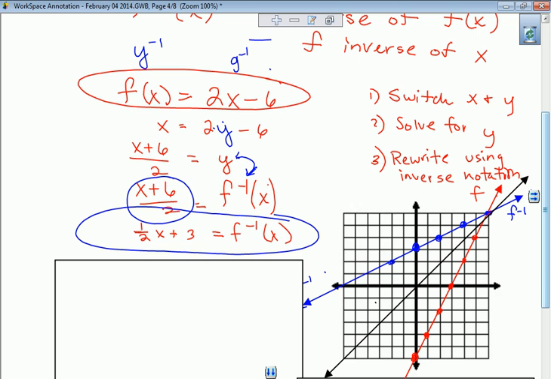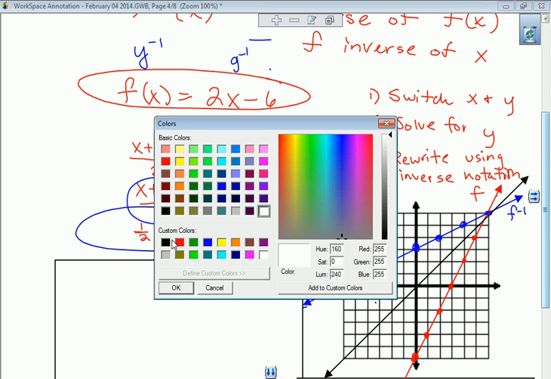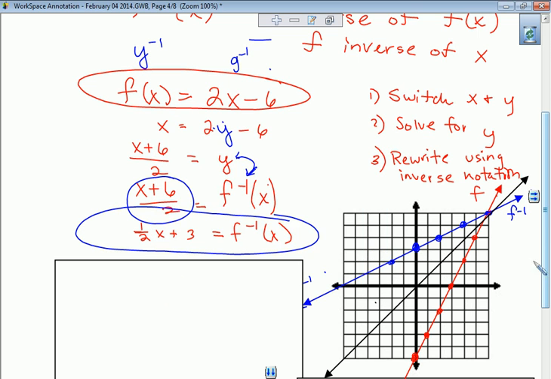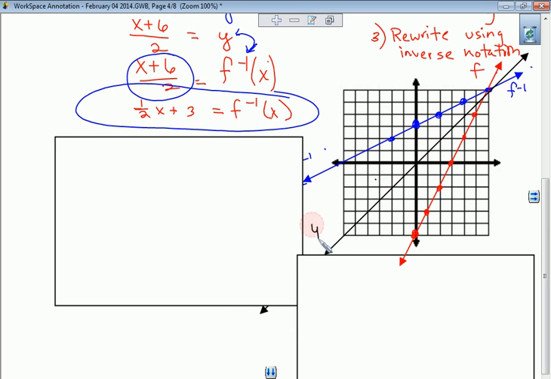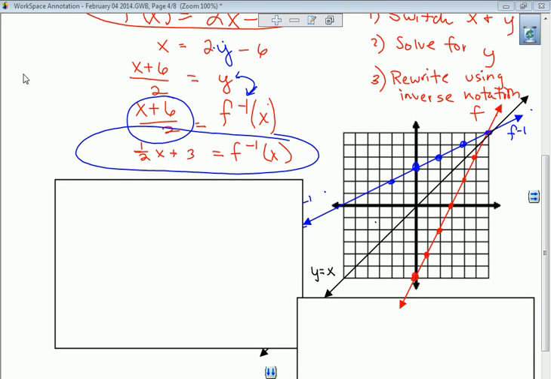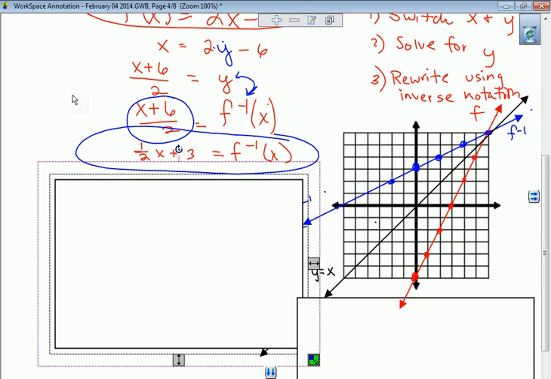It's a reflection over this line because what did we switch, guys? The x and the y. And so when we switch the x and the y, it's a reflection over y equals x or x equals y. Pretty cool, huh? All right. It's a standard line.